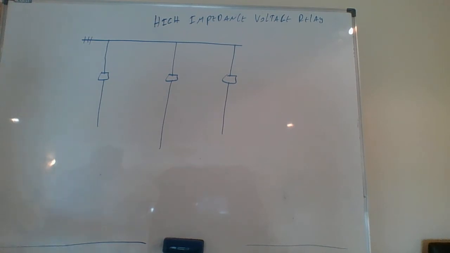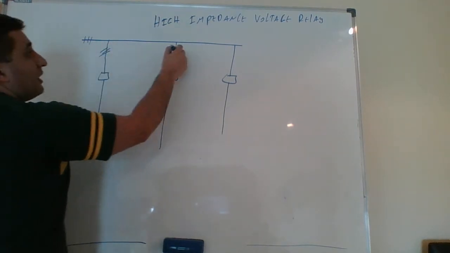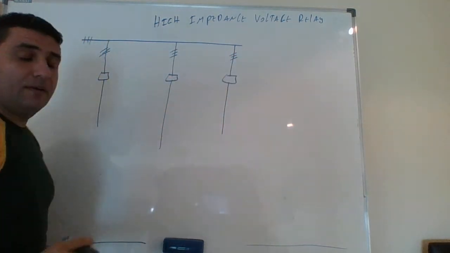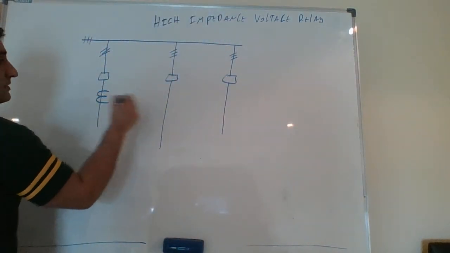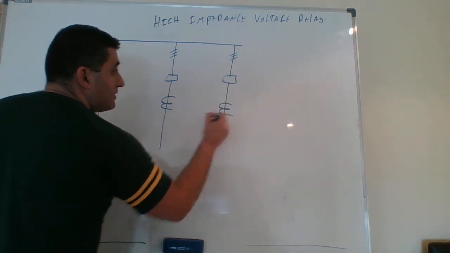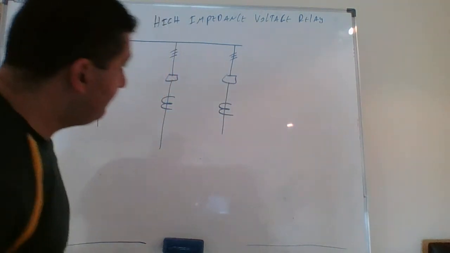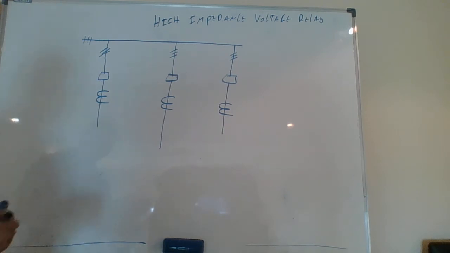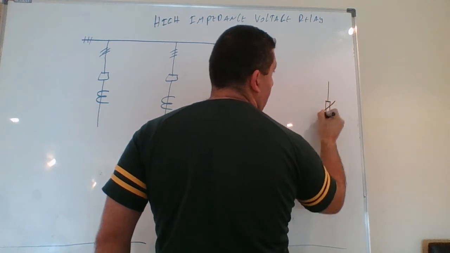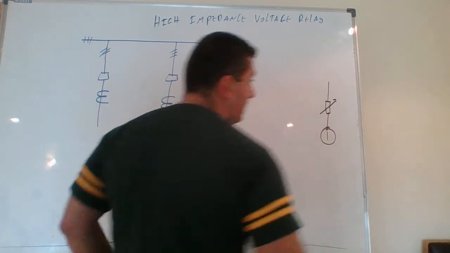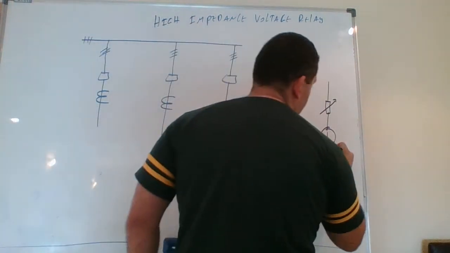These feeders are coming in. As I said, let's consider I am going to analyze phase A. How many CTs do I need? I need a CT, a CT, and a CT. Pay attention to this; let me get a different color pen. On this side, I have a variable resistor, and then an overcurrent relay, an instantaneous overcurrent relay.